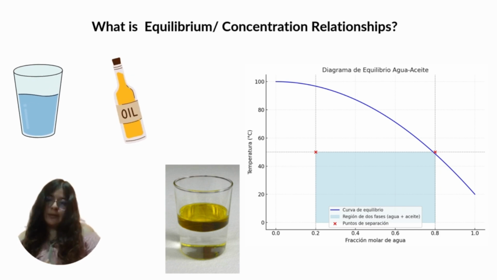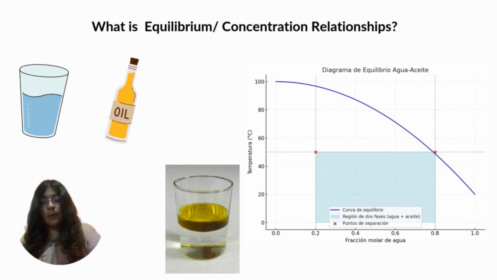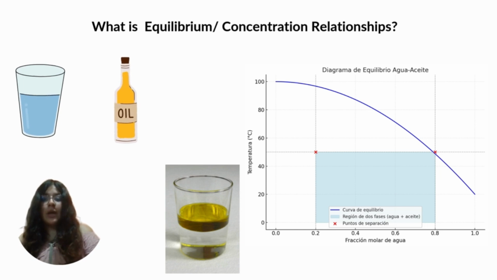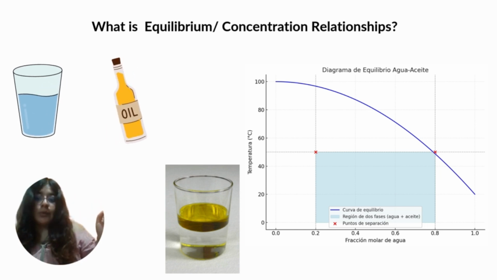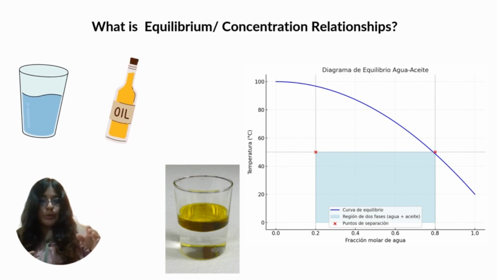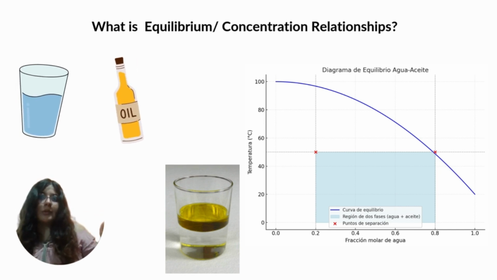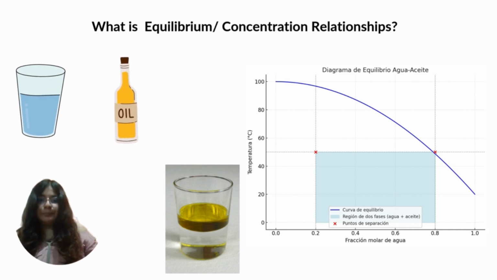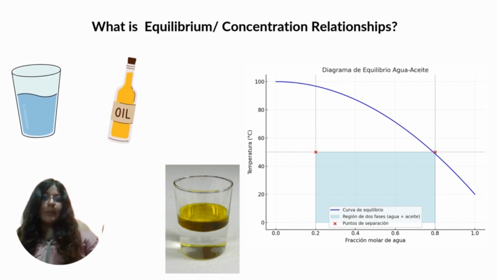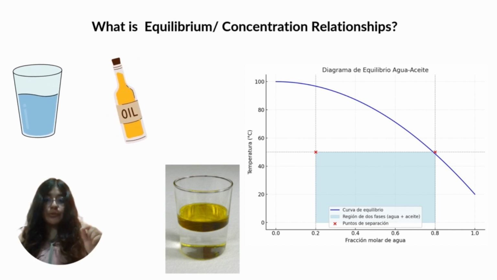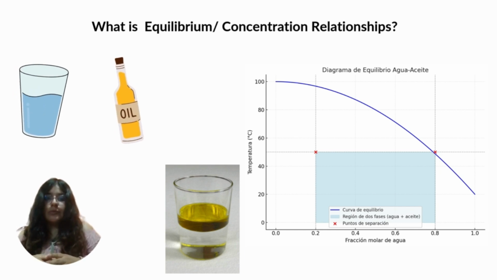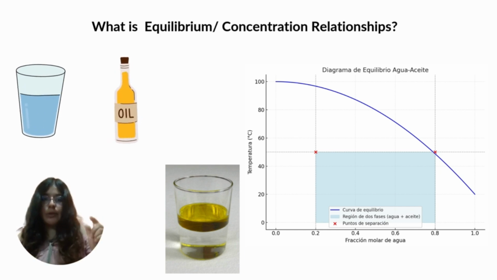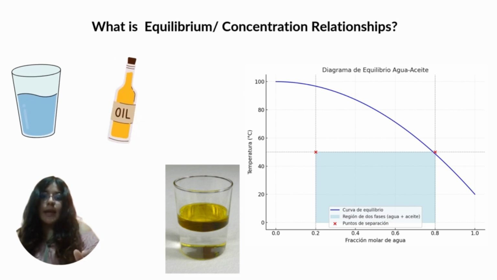We can also represent this preference of the components graphically. For example, a diagram is used to show the relationship between the amount of a compound in one part of the mixture and the amount in another part. Here we have a diagram where we can observe this equilibrium curve. It represents the temperature at which the water and oil phases begin to separate. In the region between the molar fraction of 0.2 and 0.8, water and oil coexist as two immiscible phases, and the points indicate the separation of the two phase regions.